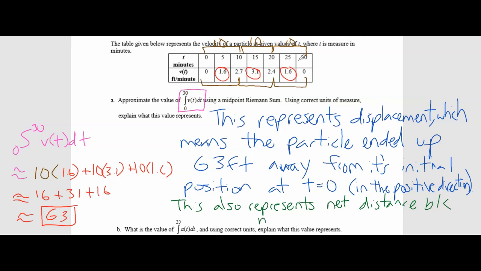Because net distance is equal to the absolute value of displacement. So if our displacement is positive, then displacement and net distance are the same. If this number was like negative 63, then that would not represent net distance because it was a negative number. Okay, let's move on to part B.